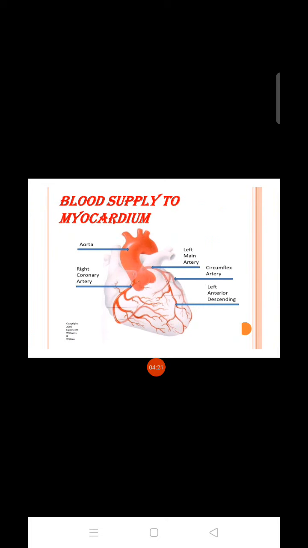Next, what is the blood supply to the myocardium? The blood supply to the myocardium comes from the aorta, right coronary artery, left main artery, circumflex artery, and left anterior descending artery. These arteries supply blood to the heart.